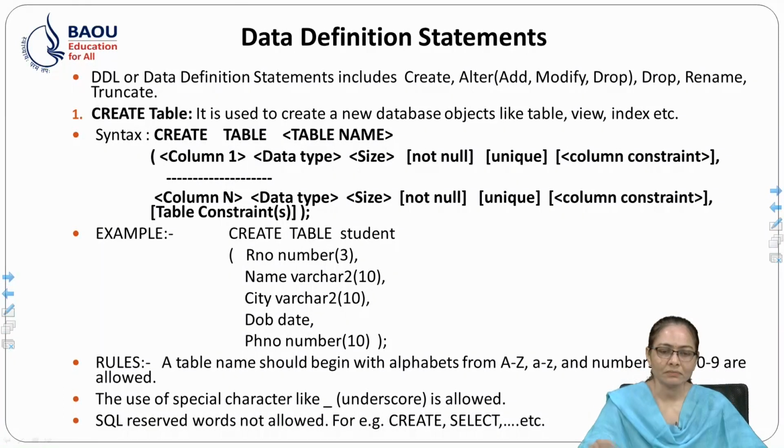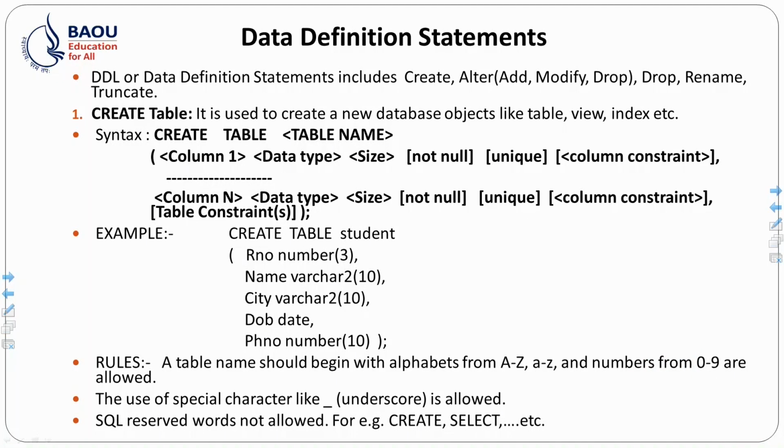Now what are the rules of the create table command? The table name should begin with alphabets, from capital letter A to Z, small letter a to z, and numbers from 0 to 9 are allowed. A special character like underscore is allowed. SQL reserved words are not allowed, for example, create, select, etc. These are not allowed to be used as the name of the table.